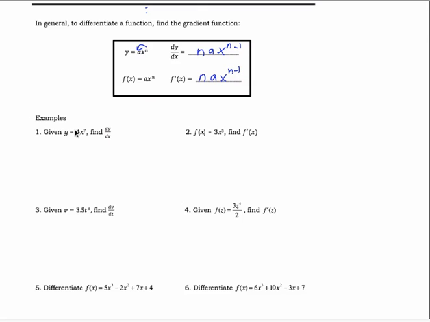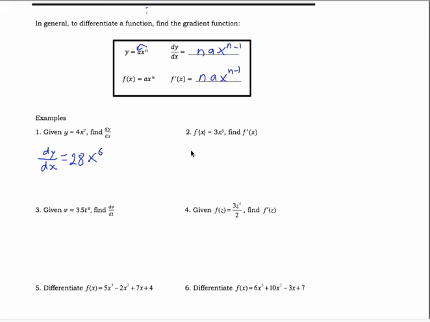So a couple of examples here, we've got the function y equals 4x to the power of 7. So the derivative is going to be, well, the exponent reduces by 1, so that's going to be 6. And then we're going to have 7 times 4, which is 28.